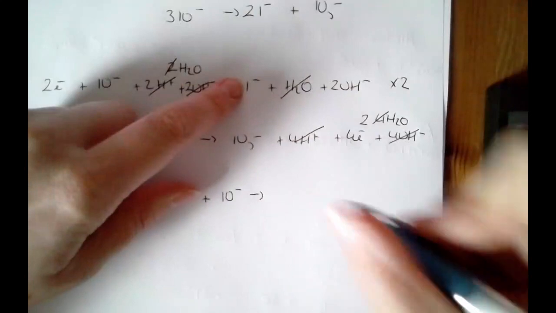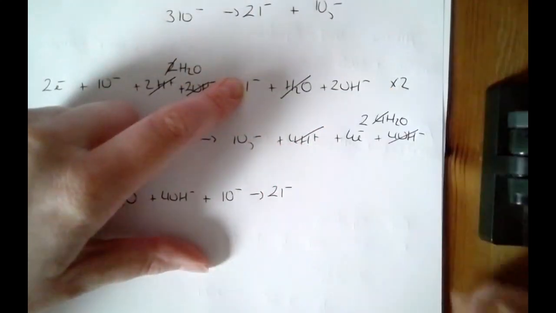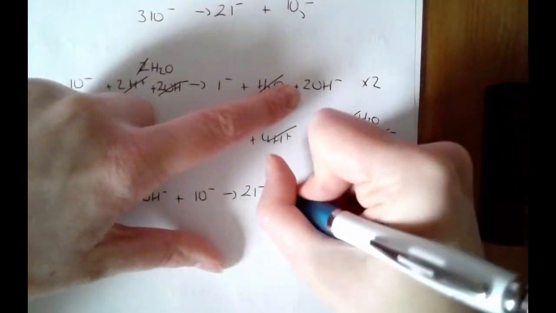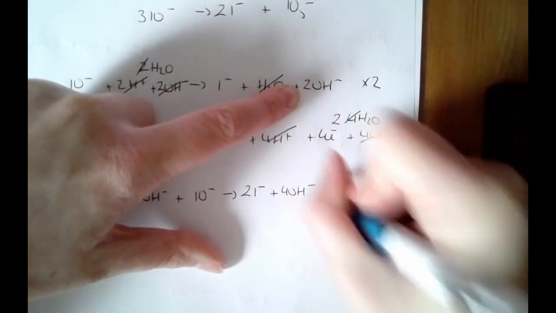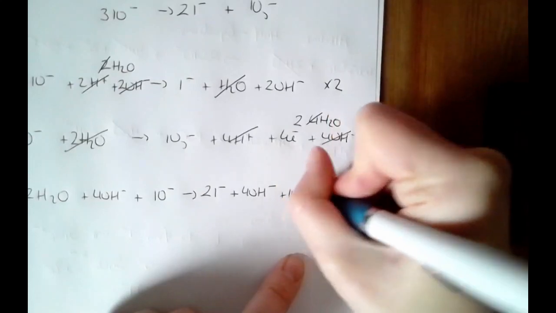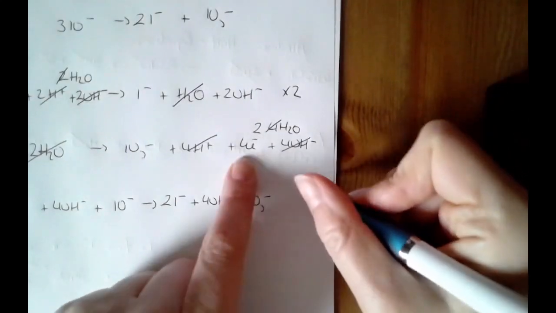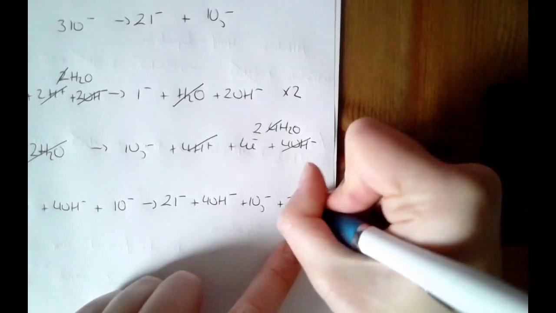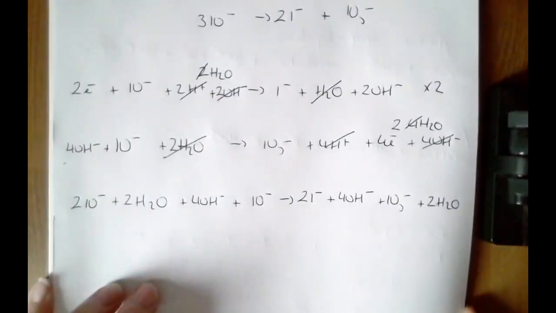On the product side, I've got 2 times I, so 2I minus. I've got 4OH minus. And then down here, I have got IO3 minus. I'm not going to write in my electrons, and I've got 2H2O. So that will be my full equation.